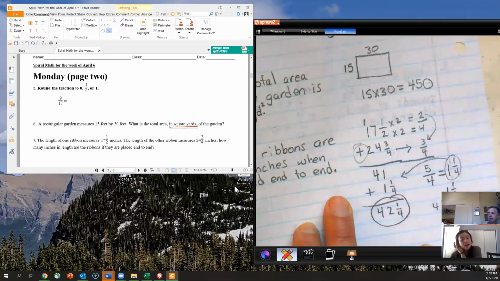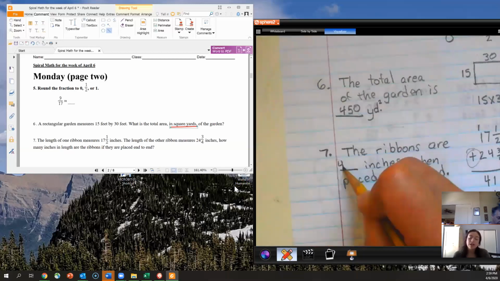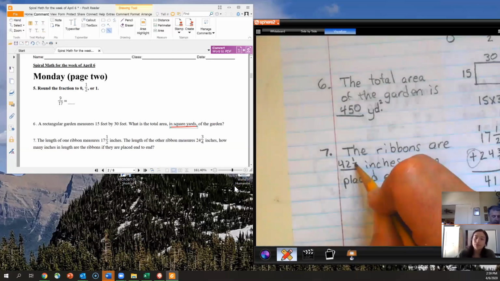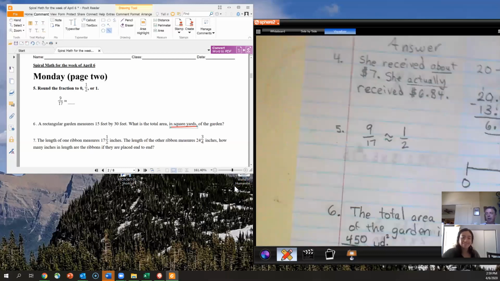And then go ahead and write that in on your answer sentence, to where your answer sentence should read, the ribbons are 42 1/4 inches when placed end to end. And that concludes number 7. So Mr. Yates, finish her up.